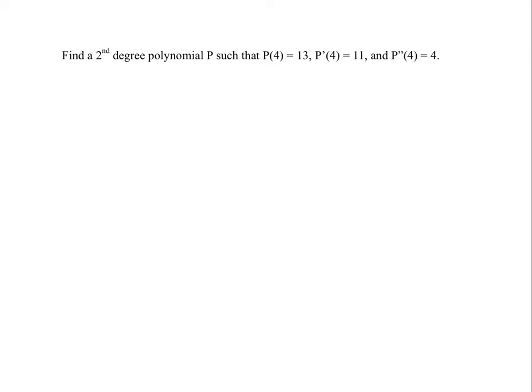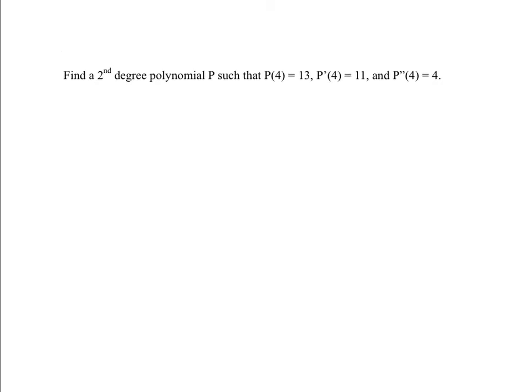So let's work on the problem where we need to find a second degree polynomial p such that p of 4 is 13, p prime of 4 is 11, and p double prime of 4 is 4. So of course we know that means that the function at 4 is 13, the derivative at 4 is 11, and the second derivative at 4 is 4. So let's see what we can do.